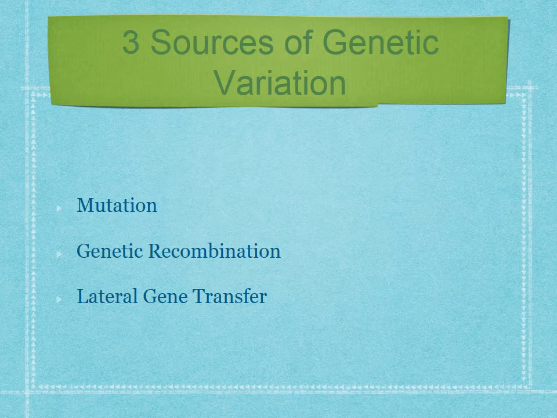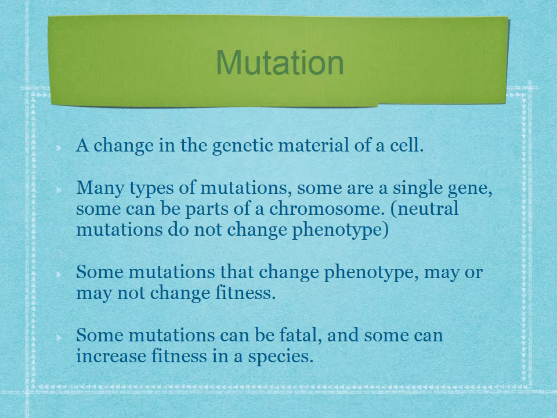So when we talk about genetic variation, there's three sources that we're going to see: mutation, genetic recombination, and lateral gene transfer. So first we'll talk about mutation, which we've talked about before, but essentially it's a change in the genetic material of a cell. Many types of mutations. Some are a single gene. Some can be parts of a chromosome.